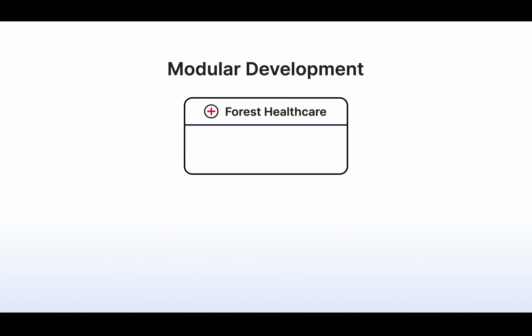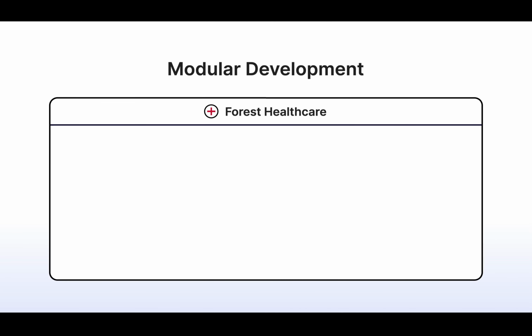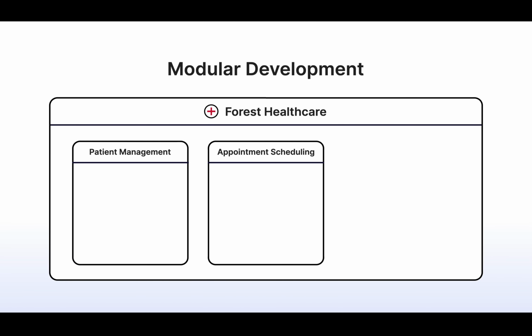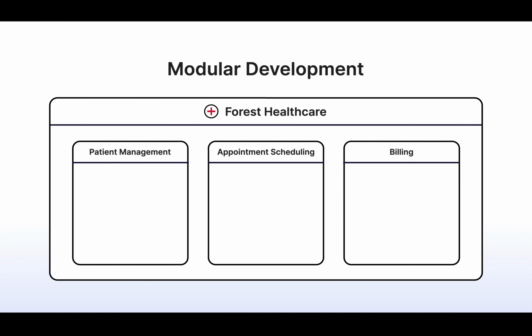Second, modularized development. Instead of having one large project that is difficult to maintain, teams can break down the app into smaller, more maintainable modules or libraries. Imagine you're building a healthcare app with multiple sections: patient management, appointment scheduling, and billing. Instead of managing all these features in a single large project, you can create separate libraries for each section.